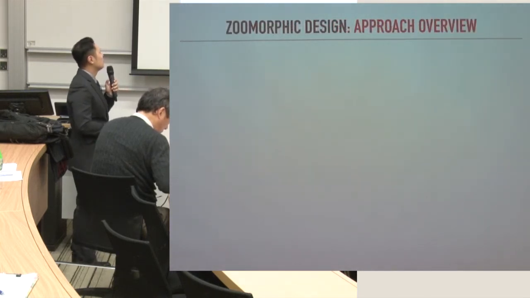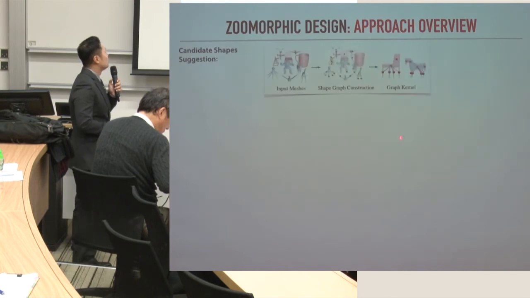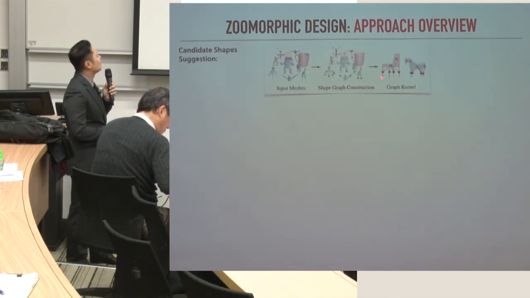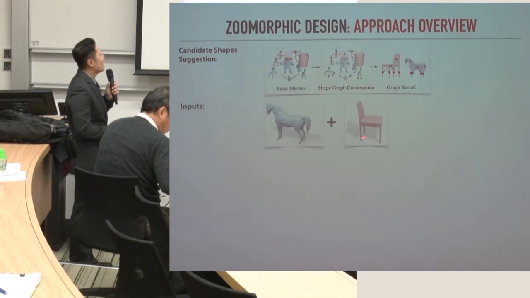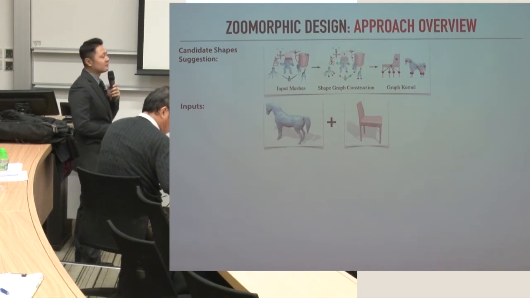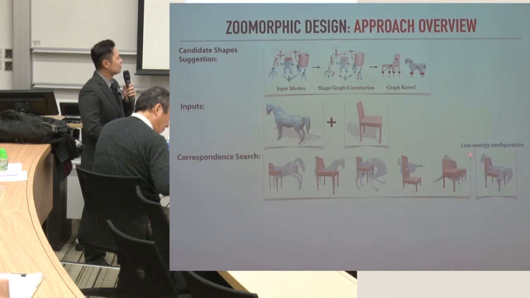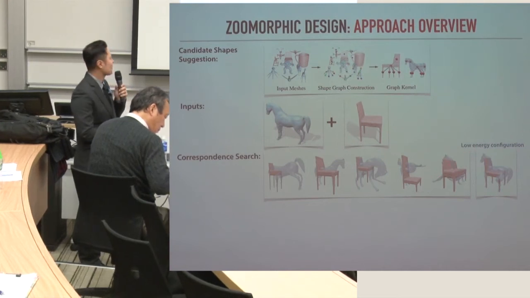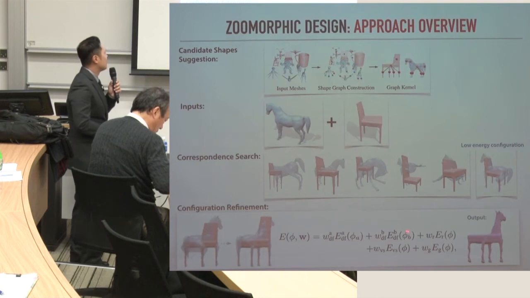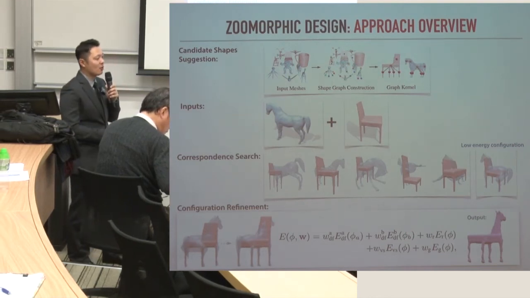So here I will give an overview of our approach. We begin with a set of furniture objects, or man-made objects, and animal objects, and then we will pick pairs based on their structural similarity. After that, we will do a correspondence search to roughly align them, and then we'll have different criteria to iteratively refine the merging.